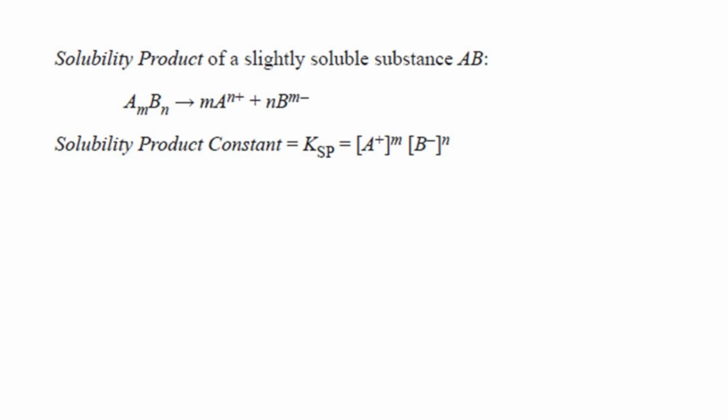The solubility product constant, Ksp, is an equilibrium constant measuring the extent to which a sparingly soluble ionic compound dissolves in water at a given temperature. It is calculated by multiplying the molar concentration of ions raised to the power of their stoichiometric coefficient.